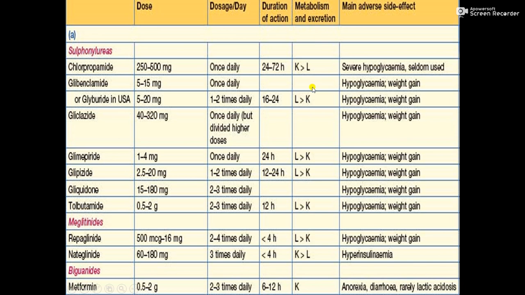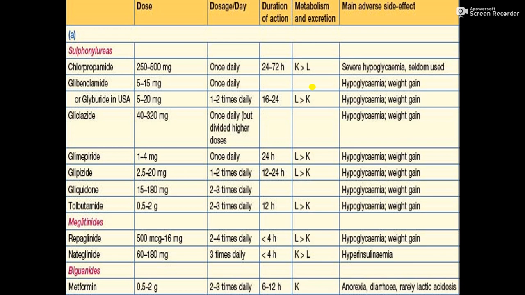In first pass effect, we have already discussed that for solid dosage forms, especially tablets, the drug must be metabolized in the liver before reaching the systemic circulation. It means the drug will be metabolized in the liver, the major organ responsible for metabolism, and then it can be excreted from the body. Tolbutamide is 0.5 to 2 gram, 2 to 3 times daily, its duration of action is 12 hours, and it also causes hypoglycemia and weight gain.